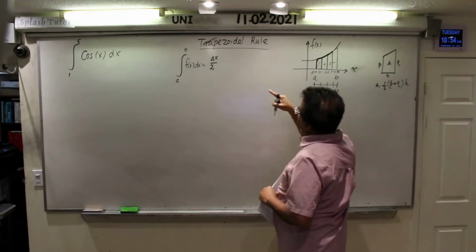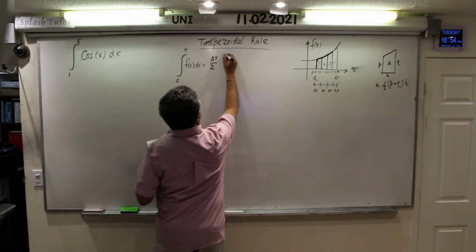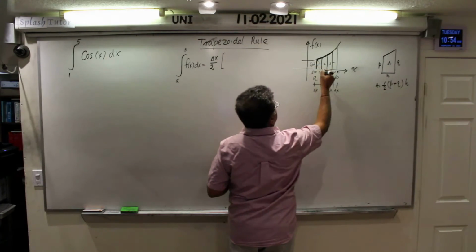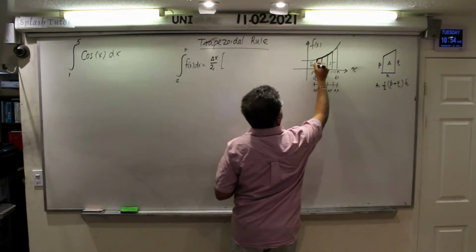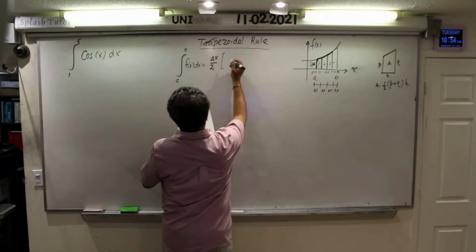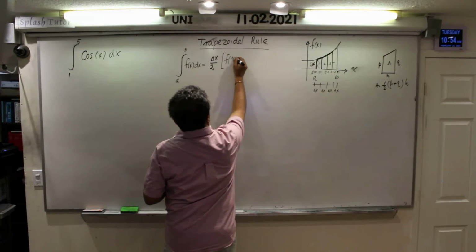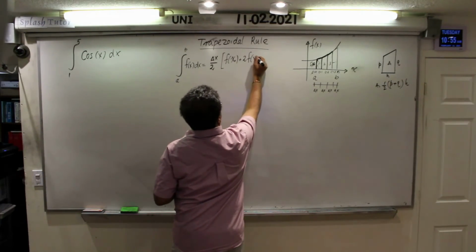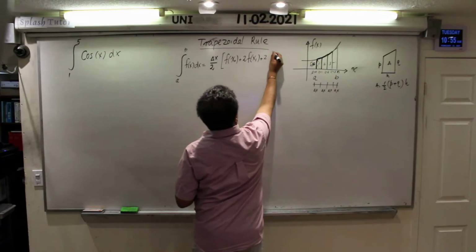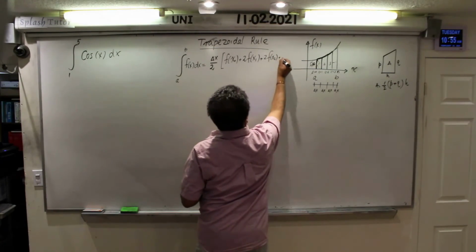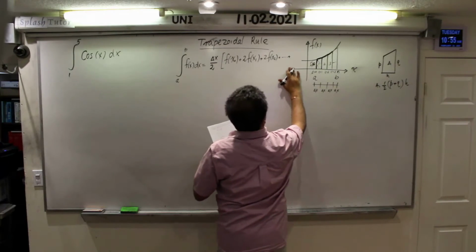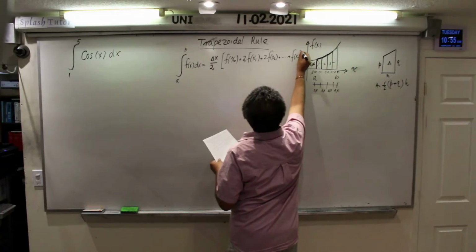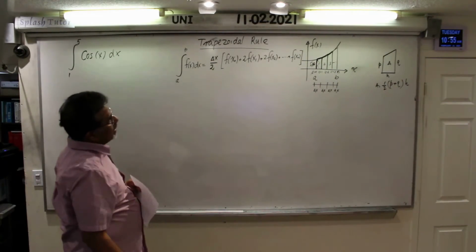Now the half comes from that, and then these are f0, f1, f2, f3. So we write it as f(x0) plus 2 times f(x1) plus 2 times f(x2), and the last one is f(xn). That is my integral.